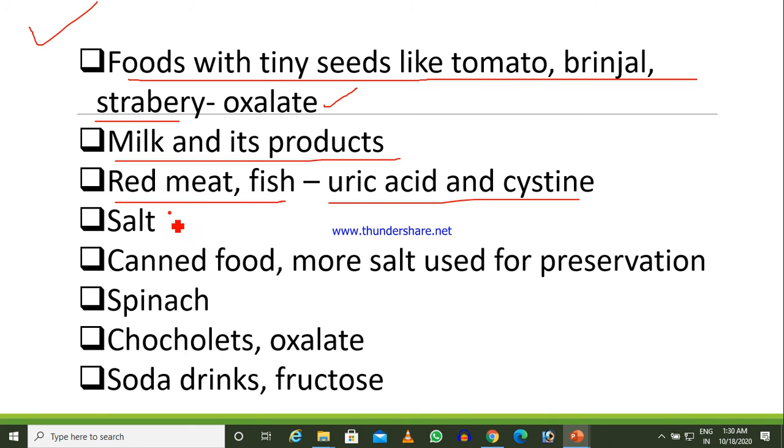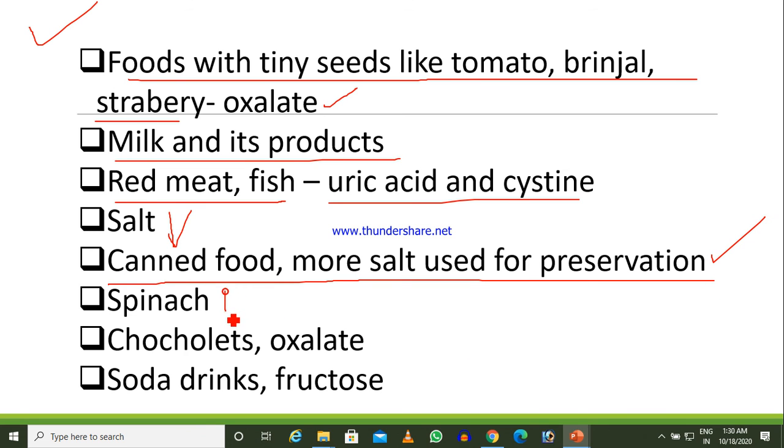You should reduce the salt content in your food. Definitely you should avoid the canned food, the pickles or any other preservatives, canned where the preservative is used. Mainly preservative means there will be a huge quantity of salt for long preservation. It will create the renal stone.